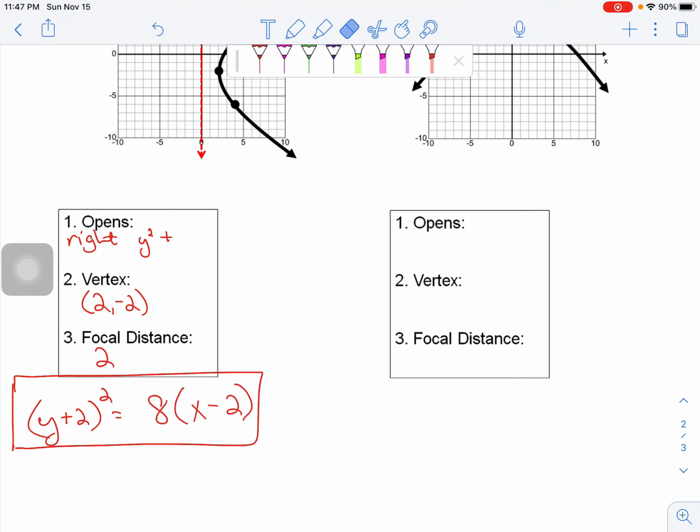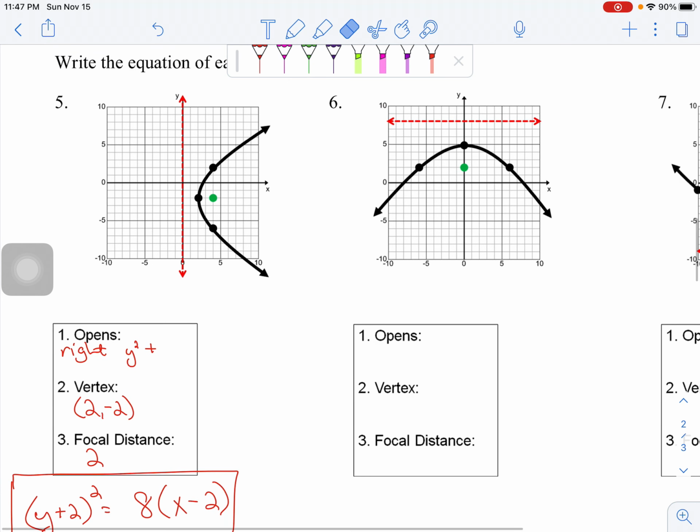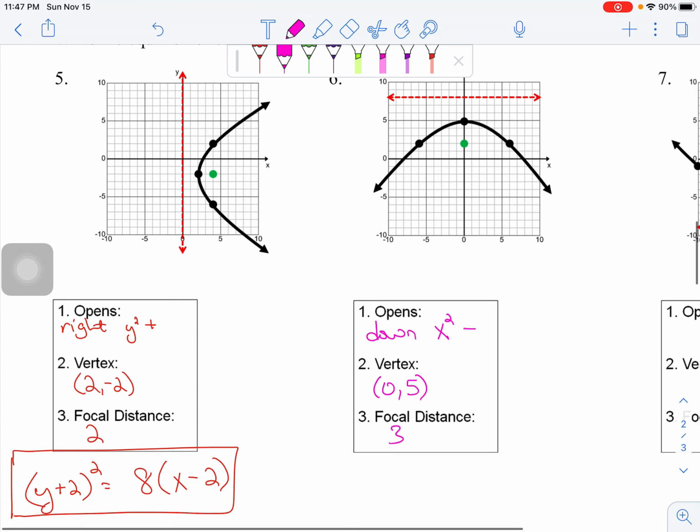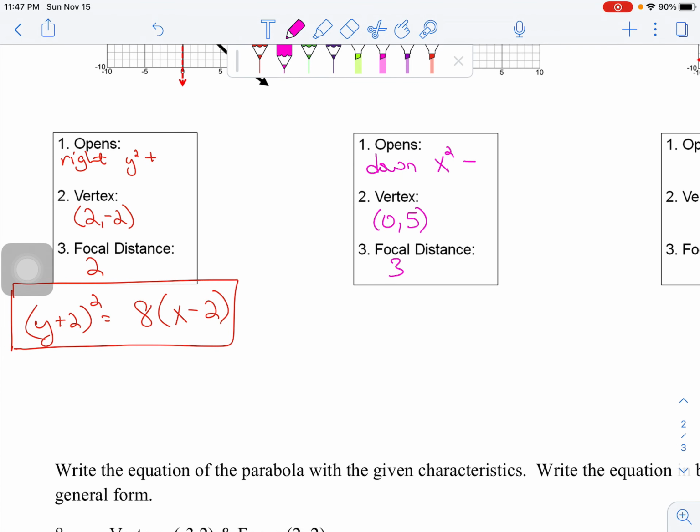Let's do the same thing for problem number 6 here. All right. Problem number 6. Let's see. It opens down. All right. If this graph opens down, this is going to be x squared and negative. Our vertex here is 0, positive 5 with a focal distance of 1, 2, 3. All right. So using that information, I can translate it into an equation. So we're going to have x squared is equal to negative, right? And we'll fill this in for a minute. And then y.